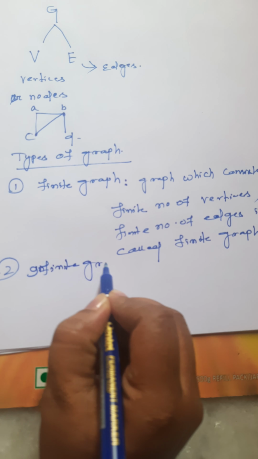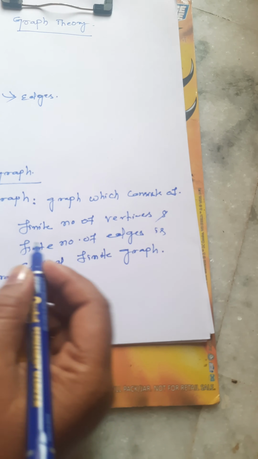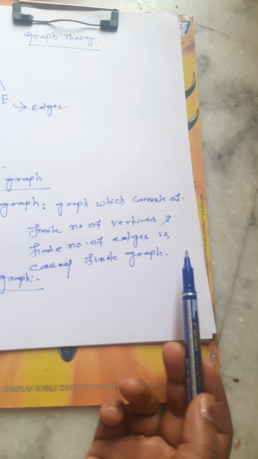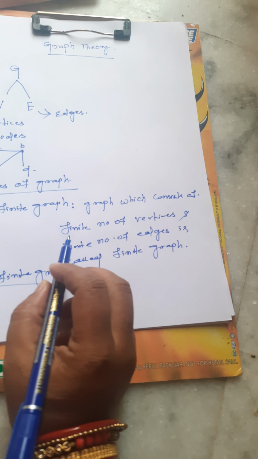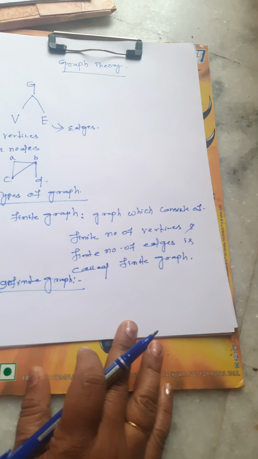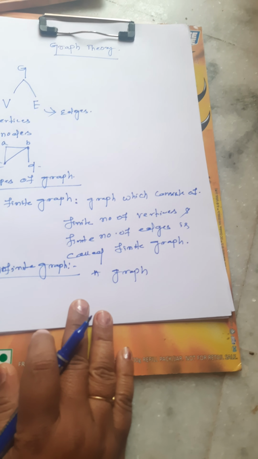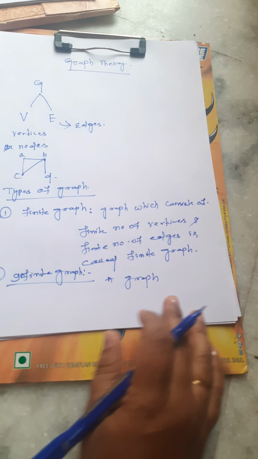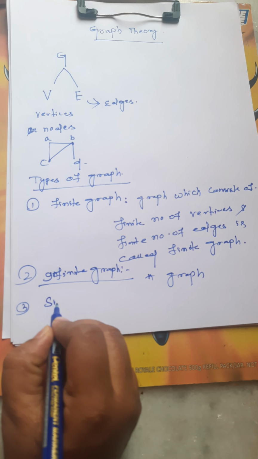Infinite graph. What is an infinite graph? A graph which consists of an infinite number of vertices and an infinite number of edges is called an infinite graph. It is a similar definition; just in the place of finite we write infinite. Suppose a graph which consists of an infinite number of vertices and infinite number of edges is called an infinite graph. Next, we go to simple graph.